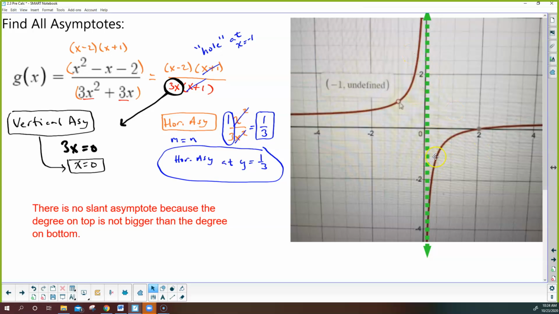And then you can also see as I go to the far, far right, notice how we're plateauing out. And as I go to the far, far left, I'm also plateauing. That's my end behavior. And it's not going at a slant, it's actually going at a horizontal line right here at 1/3. This purple line is the equation y equals 1/3.